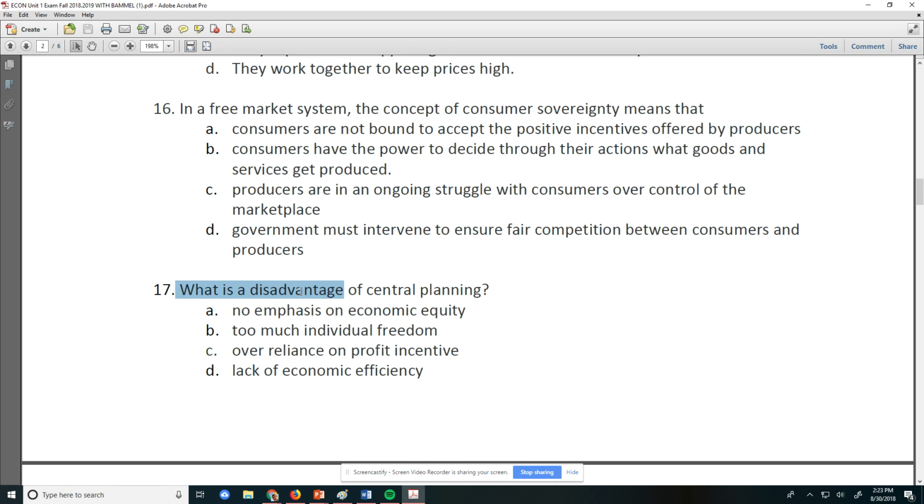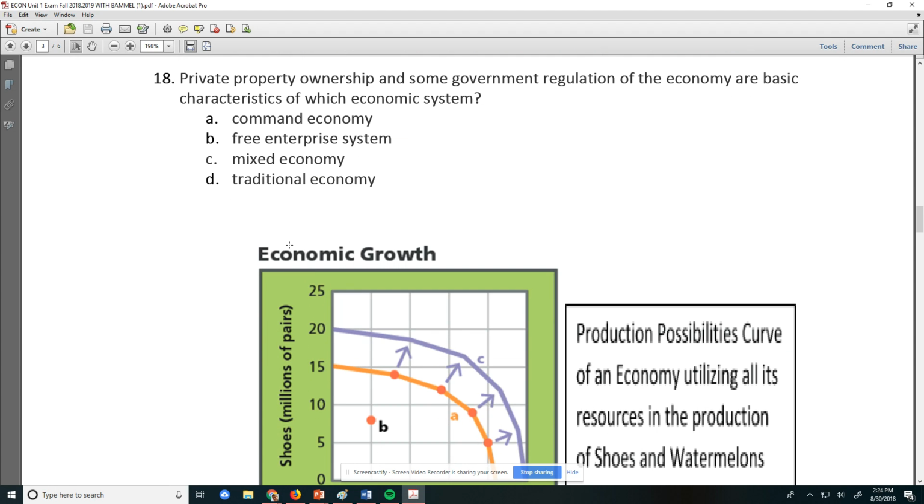17. What is a disadvantage of central planning? A, no emphasis on economic equity. B, too much individual freedom. C, over-reliance on the profit incentive. Or D, lack of economic efficiency. Number 18. Private property ownership and some government regulation of the economy are basic characteristics of which economic system? A, command economy. B, free enterprise system. C, mixed economy. D, traditional economy.